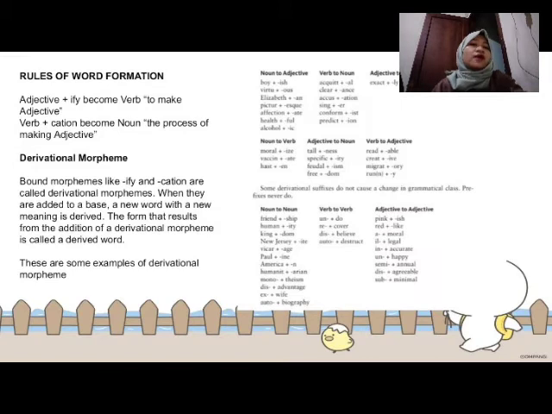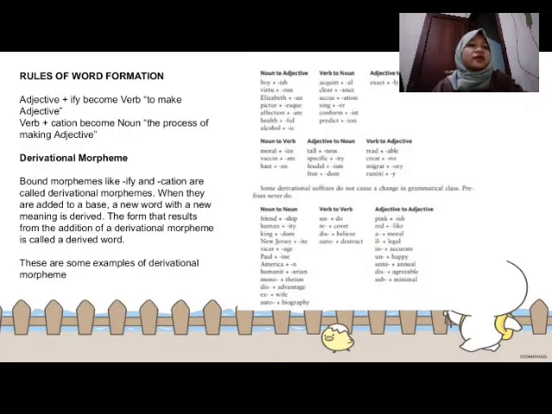And then next we have rules of word formation. Adjective plus -ify become verb to make adjective. Verb plus -cation become noun, the process of making adjective. This is a rules of word formation.